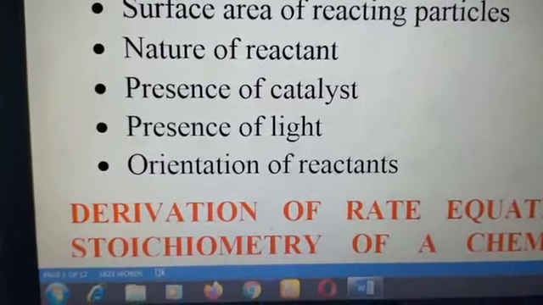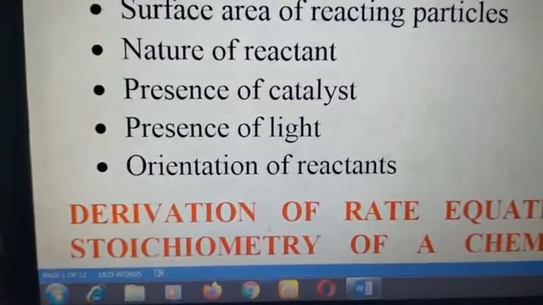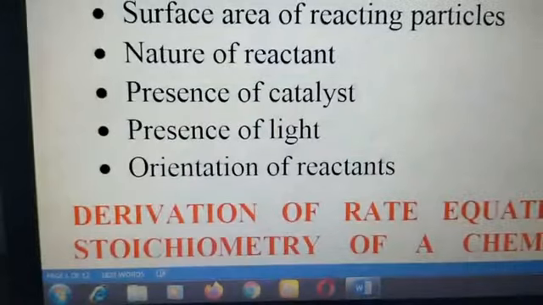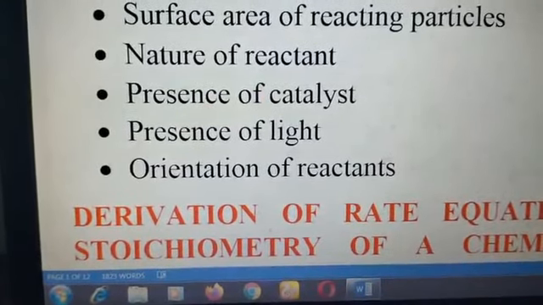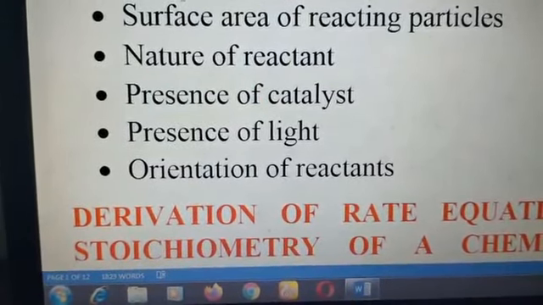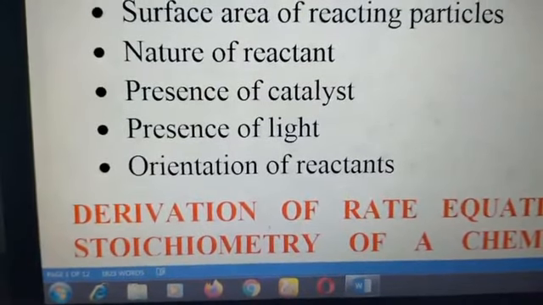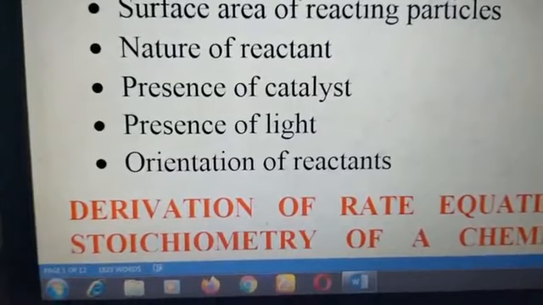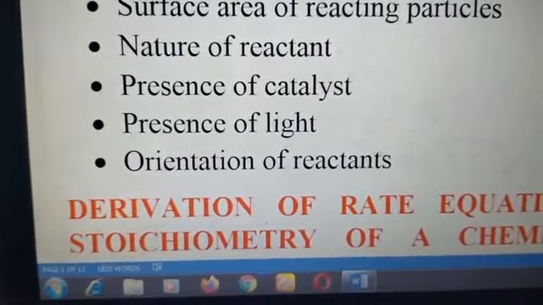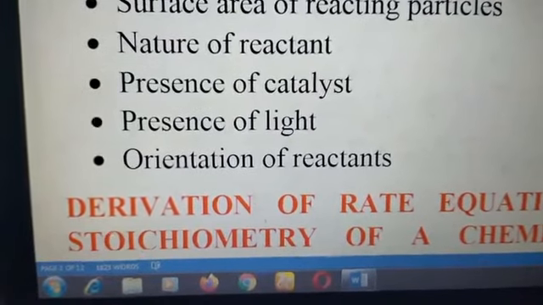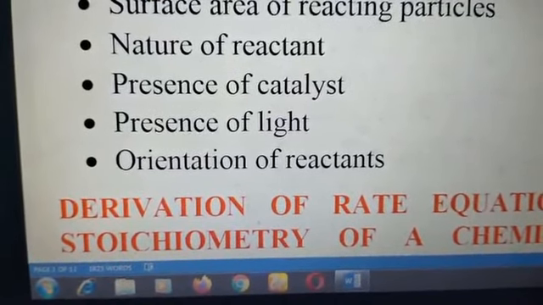Then presence of catalyst. A catalyst is a substance which alters or changes the rate of a chemical reaction but remains unchanged at the end of the reaction. So a catalyst can either speed up or retard, or slow down, the rate of a chemical reaction. We have positive catalysts which speed up reactions. We have negative catalysts which retard reactions.